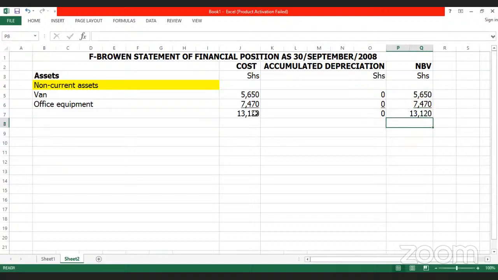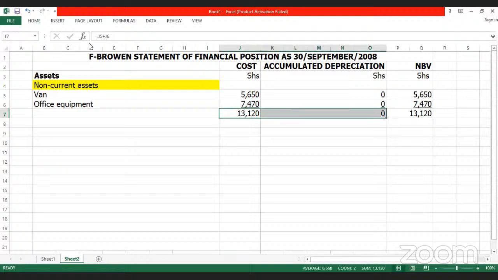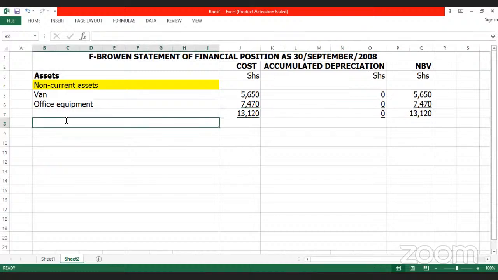So our net book value will still equal the cost of the non-current assets for now. The total is 13,120. That's your total. Then we have to move to the current assets.